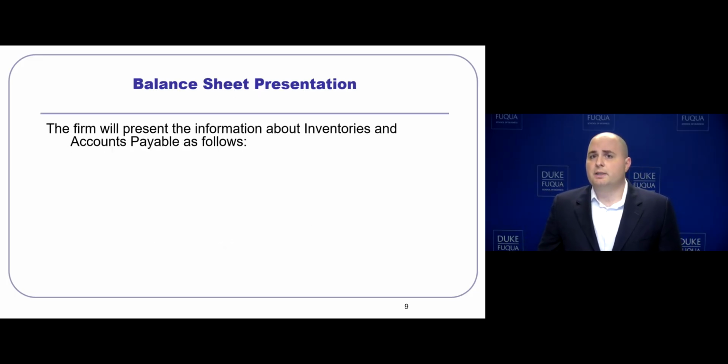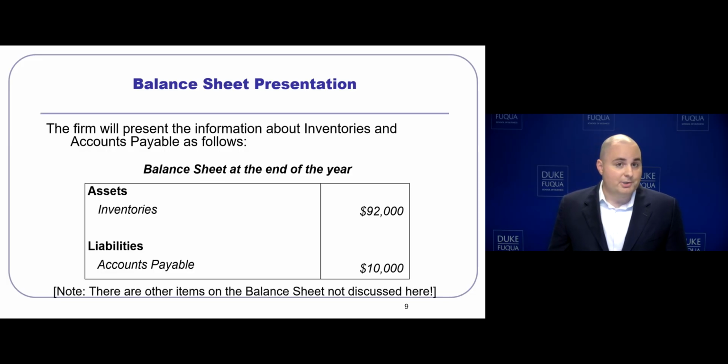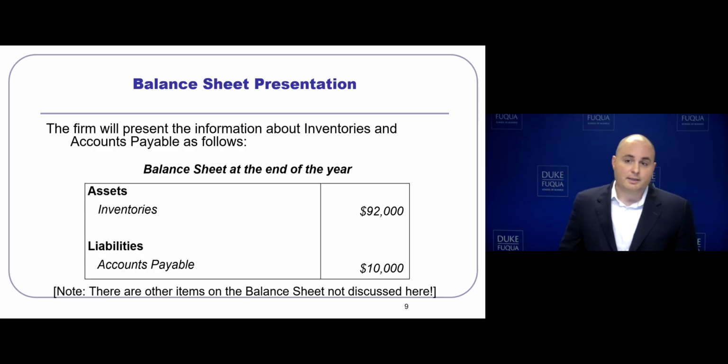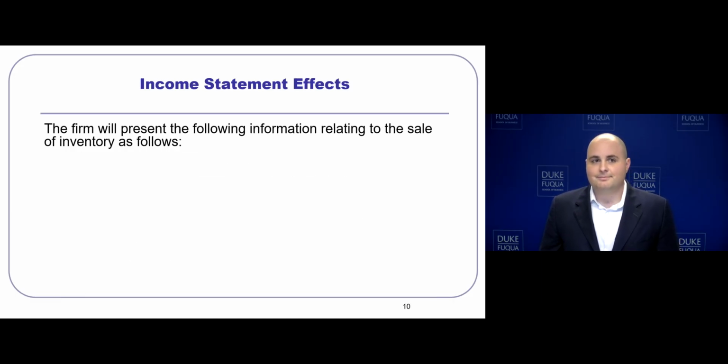The firm will present the information about inventories and accounts payable on its balance sheet as follows. Assets will record inventories of $92,000 and liabilities will have an accounts payable of $10,000. You may be saying, my balance sheet equation doesn't balance here. Note that there are other items on the balance sheet that we have not discussed, and that's the reason why. What we're trying to do here is take a snapshot of the balance sheet.